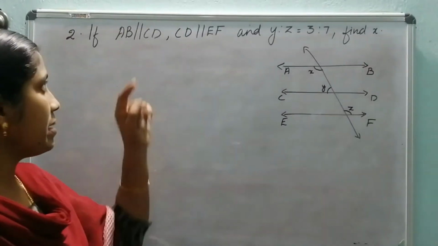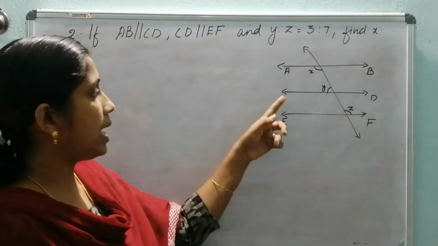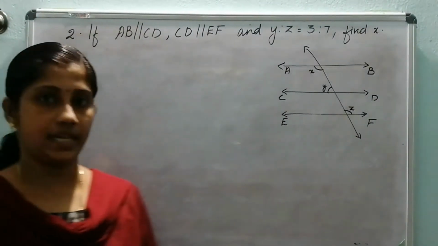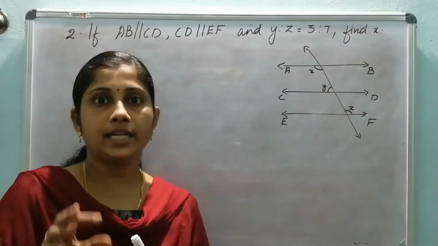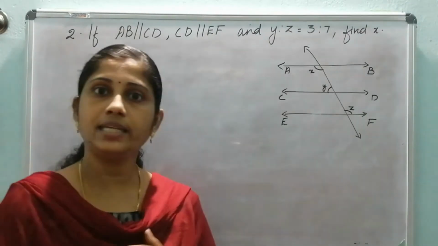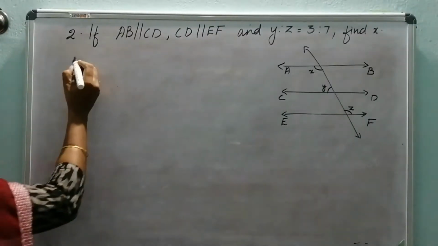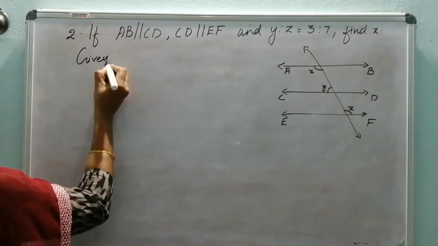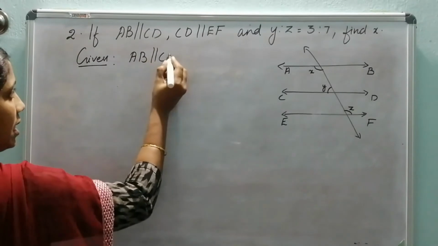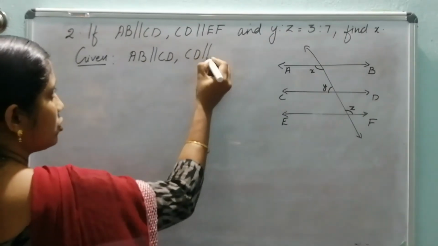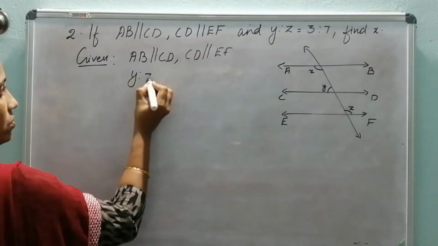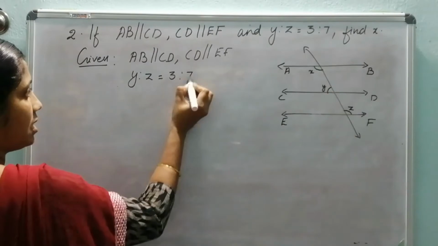Second question: if AB is parallel to CD and CD is parallel to EF, and y is to z is equal to 3 is to 7, then find x. Here you have to write down three steps: given, to find, then calculation. First you have to write down the given statement. What is given here? AB parallel to CD is given, then CD parallel to EF, then y is to z is equal to 3 is to 7. These are all given here.